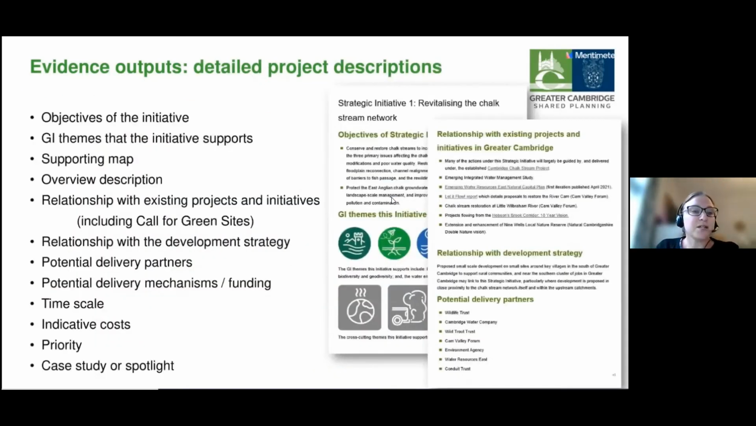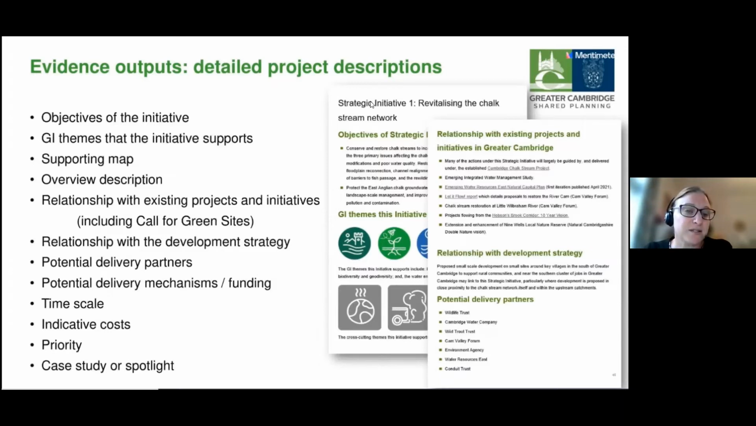So as I mentioned, each of these 14 initiatives has a really detailed write-up in the report, and each one covers a structured approach. So we looked at the overall ambitions and objectives of the initiative. It sets out what GI themes the initiative supports. It's got a supporting map, an overview description. It then goes on to detail the relationship with existing projects and initiatives. And that's where, if a call for green site was in the area and looked like it could contribute to the overall objective, we would have listed these.